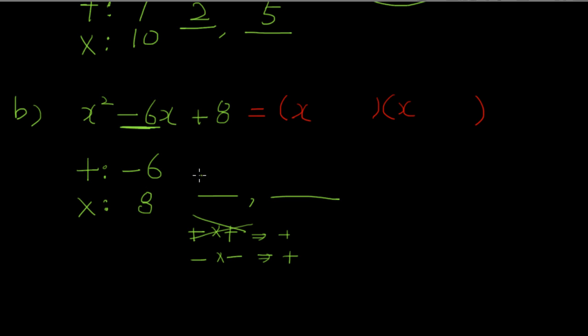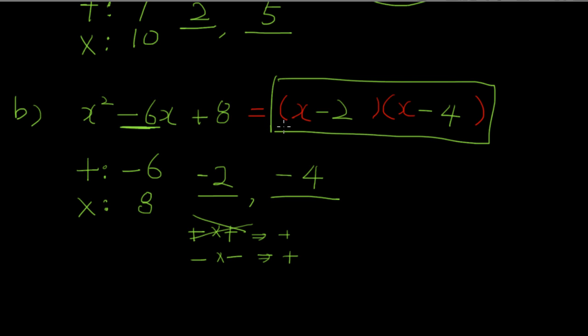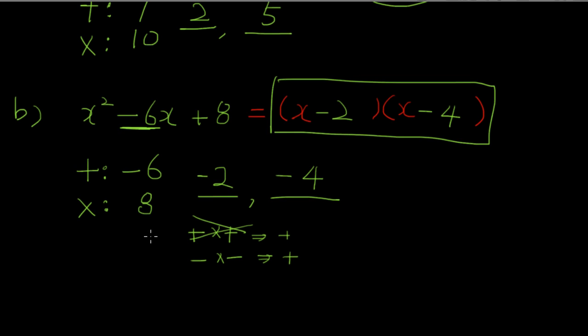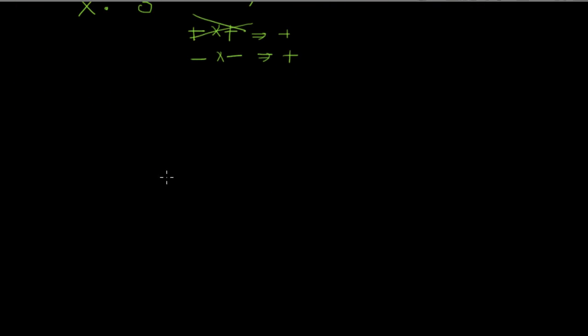So when I add these two negative numbers, it's going to be negative 6. What are those two? Must be negative 2 and negative 4, right? When you multiply these two, it becomes positive 8 as well. So that's our two numbers. So we're going to put negative 2 and negative 4, just like that. And that's it. That's our answer. Okay, so let's try just one more.